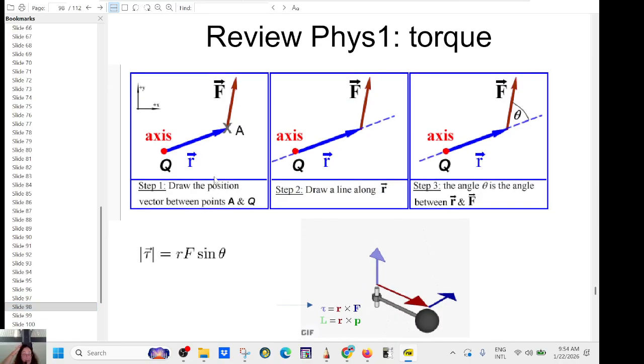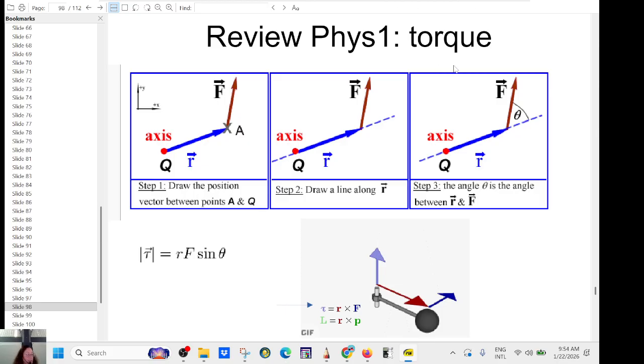Okay, and then something very important, because for test one, you always want one problem. One problem about torque, one problem about the dipole, always.